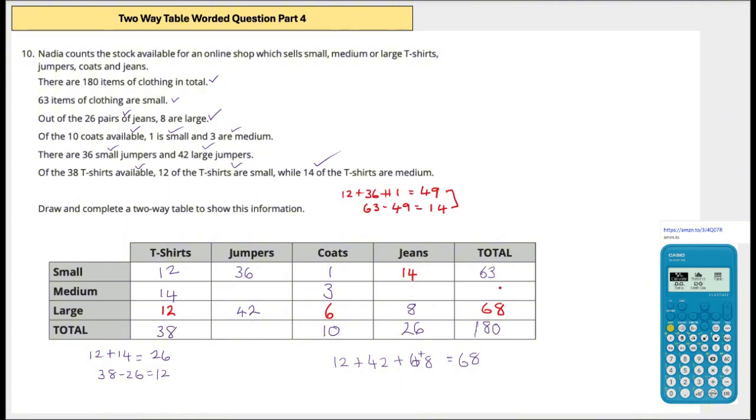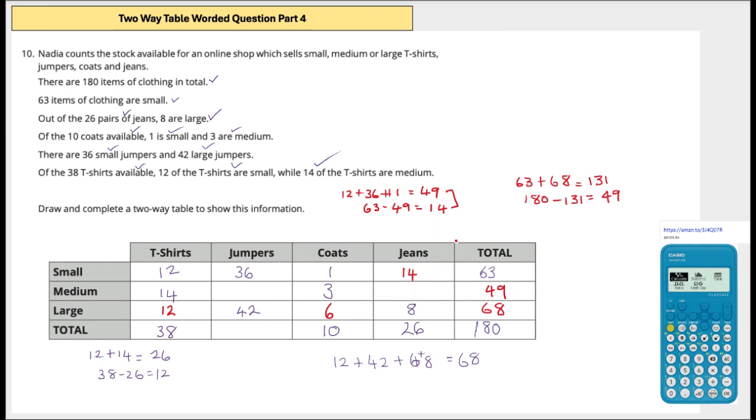So now let's move to the medium in total. We've got 63 plus 68, which equals 131. And we've got 180 because that's our total. Subtract 131 equals 49. So there we have it. There's our missing total for medium. So that's all done. We can't check it yet because we've got to find these two here.